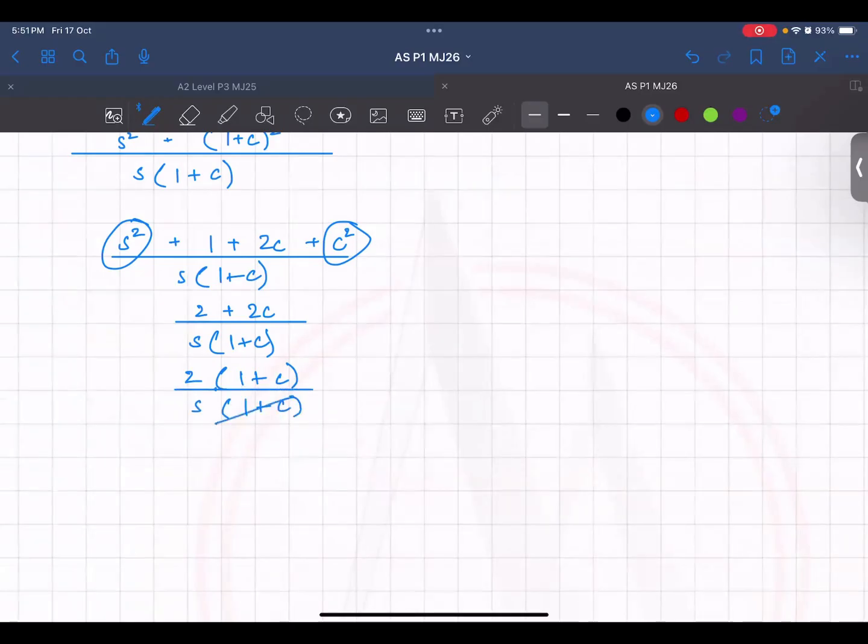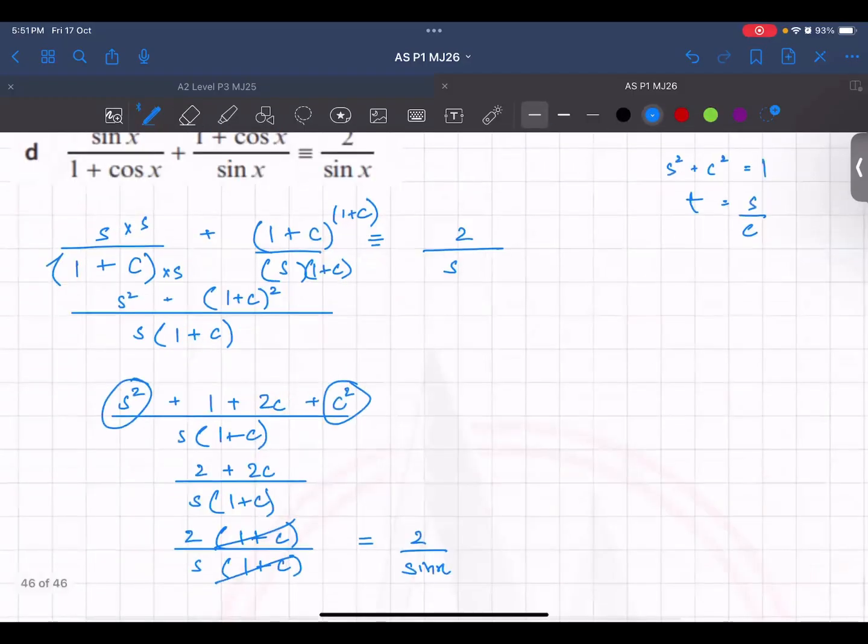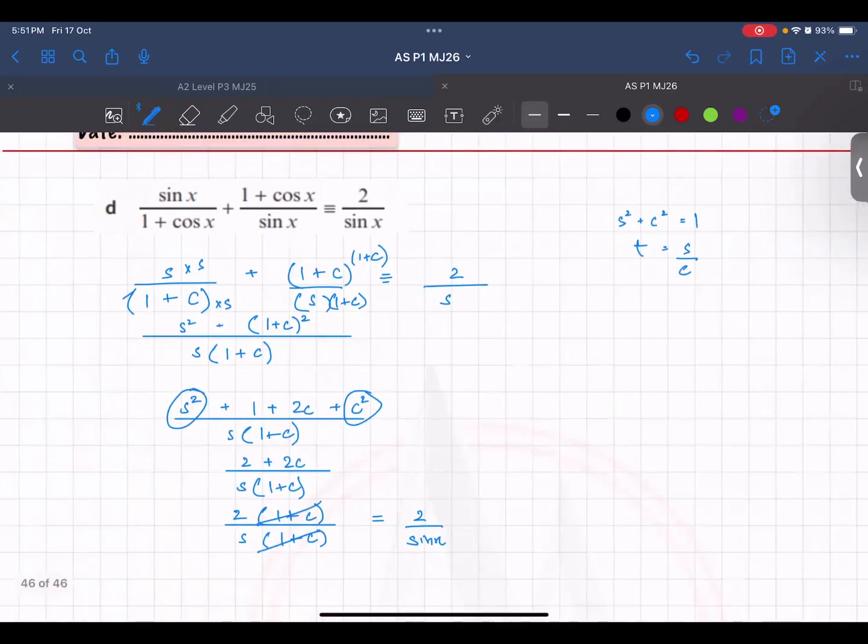Then if you take 2 common, you will get 1 plus cos upon sine 1 plus cos. 1 plus cos, 1 plus cos cancel out. So you are left with 2 upon sine x, which is the same as the one which they had asked you to show.